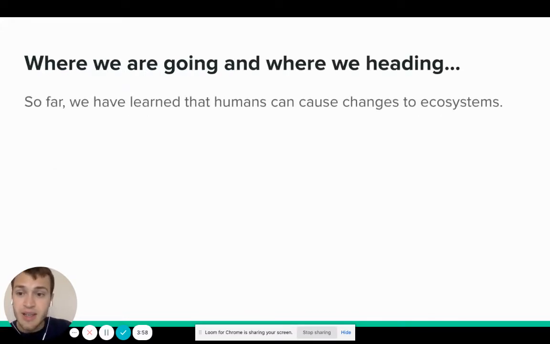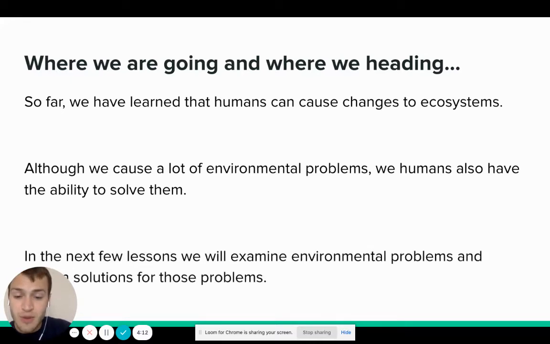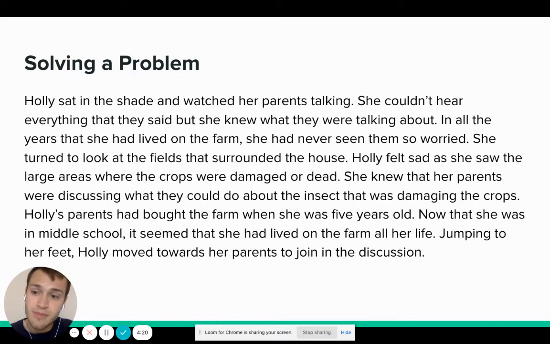Like I said, this shows where we are coming from. So far we have learned that humans can cause changes to ecosystems. And although we cause a lot of environmental problems, we humans also have the ability to solve them. So in the next few lessons, we're going to examine environmental problems and evaluate or design solutions for those problems. Today's problem is an insect problem. There's a bit of a story here.